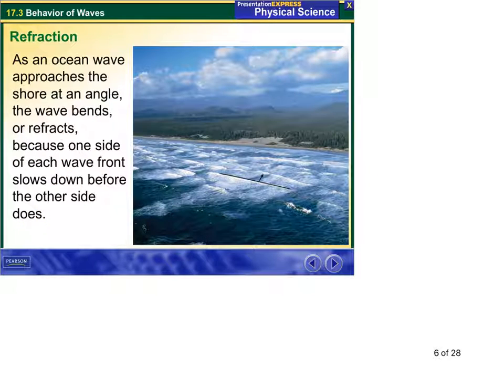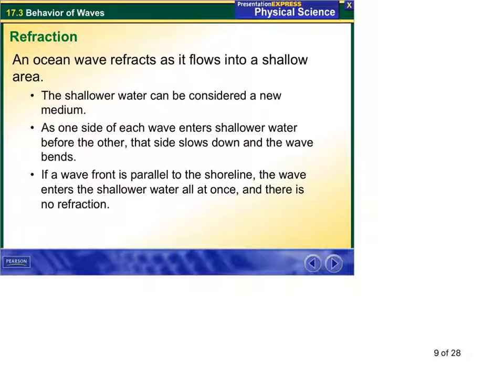Go through these slides. See illustrated where the waves are bending, right there. And here, as the water gets shallow, it's like a new medium. So it's entering a new medium. As one side enters the shallow water before the other, it slows down, causing the wave to bend. If it's coming in parallel to the shoreline, there's not going to be any refraction. It always has to be entering at an angle.